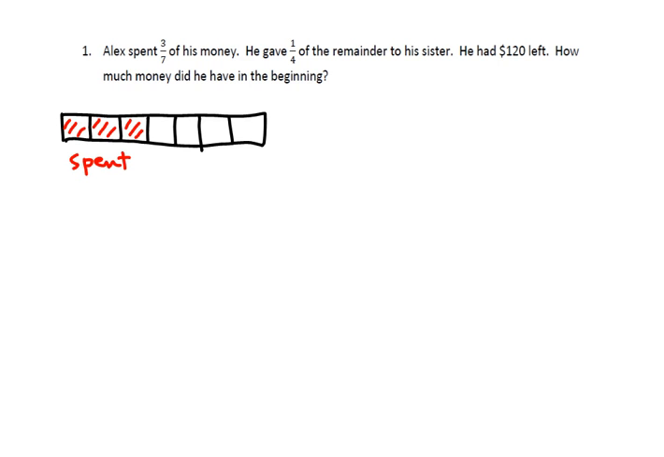And if he gave 1/4 of the remainder to his sister, then we should take away 1 out of 4 of those remaining equal portions and assign that as given to his sister. It says then that he has $120 left. Well, $120 refers to the 3 blank equal portions there, and since 120 divided by 3 would be 40, then each of the remaining portions should be worth $40.